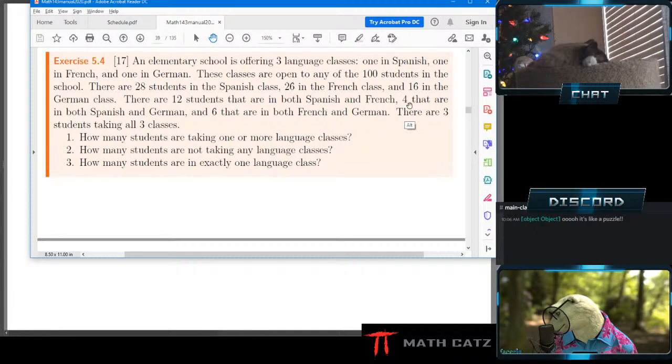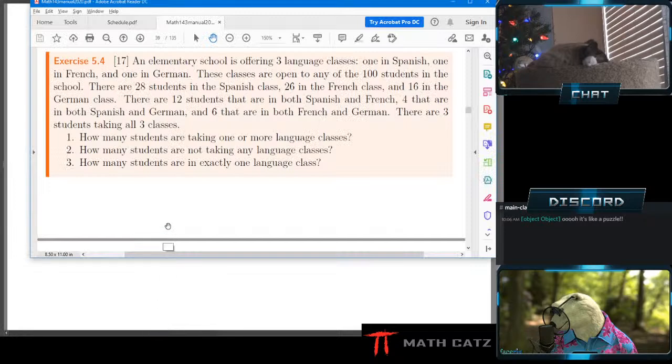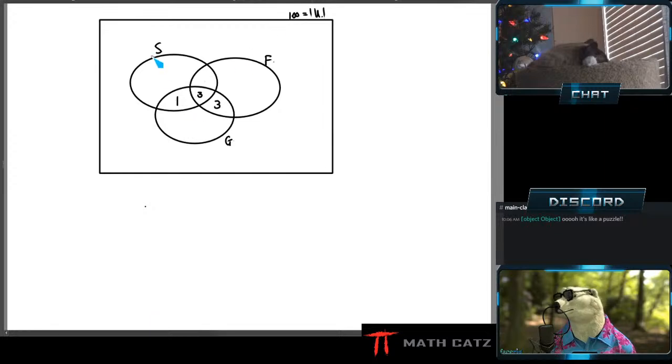Now keep working backwards. 4 that are in both Spanish and German. Spanish, German overlap between those two. 4 in total. I have one region, so this one's a 1. Then I have 12 that are in both Spanish and French. 12 over here. 3 are already there. 9 there.